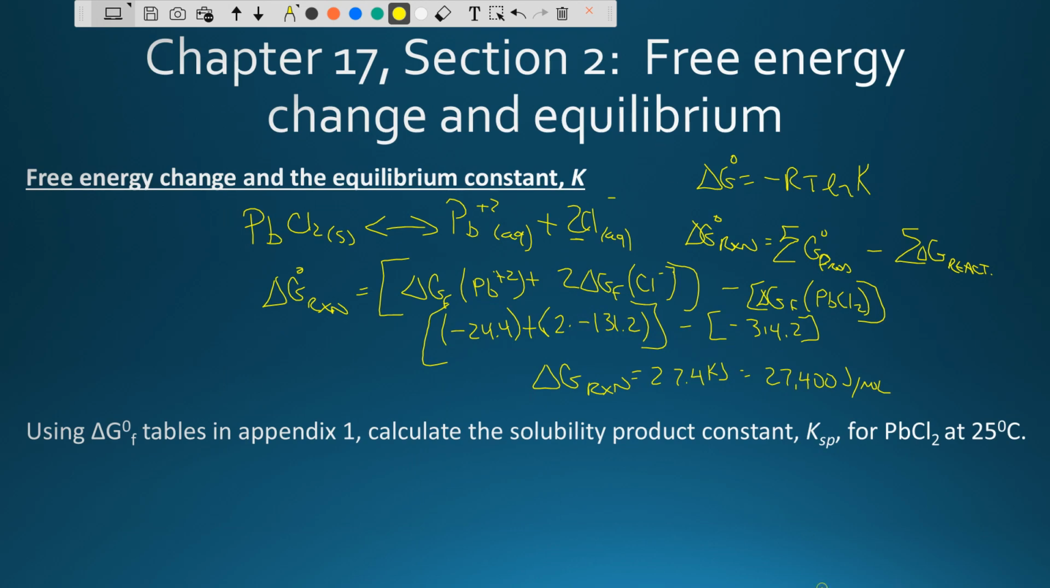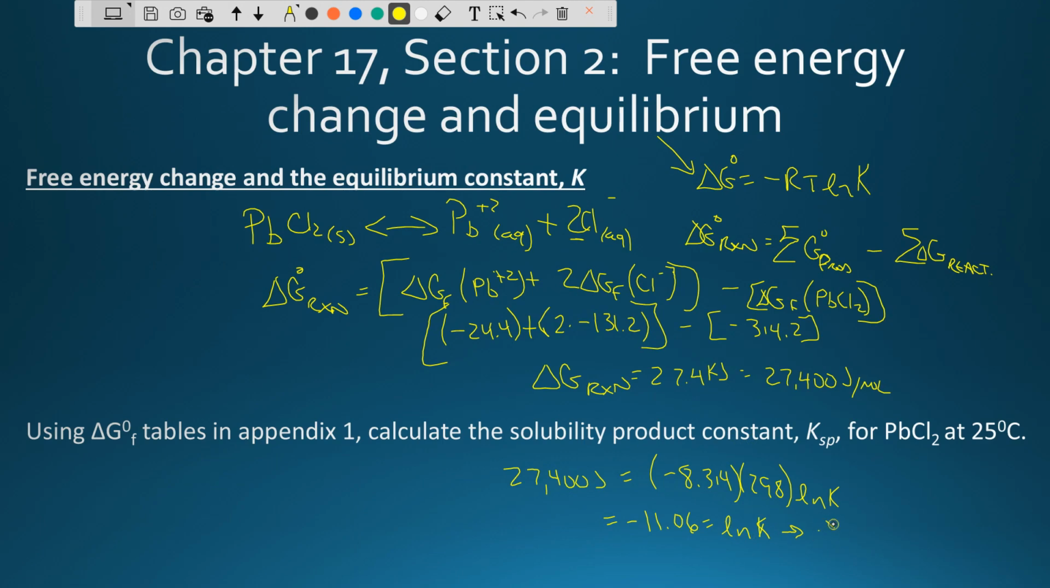Now I can plug the value in right here, and so then I'll see that I have 27,400, again, that's going to be in joules, will be equal to negative 8.314 times 298 times the natural log of K. Since we're using K, my R value has changed. Okay, so then if I multiply this all out, or divide both sides by this, I'll get negative 11.06 equals the natural log of K.